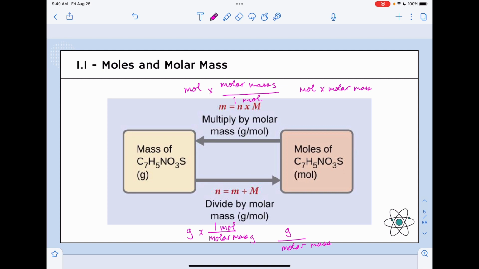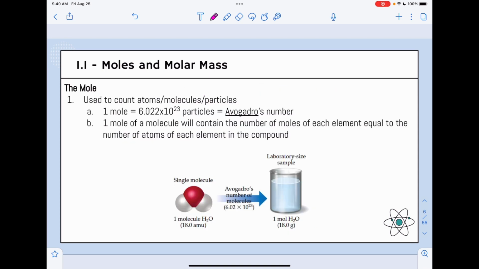Okay, moving on. We use molar mass because a mole is a set number of particles. A mole is the same number of particles: 6.022 times 10 to the 23rd. We call that Avogadro's number. Avogadro here is underlined. Avogadro was a guy. If you follow that link, it'll take you to, I believe, his Wikipedia page if you want to learn a little bit more about him.